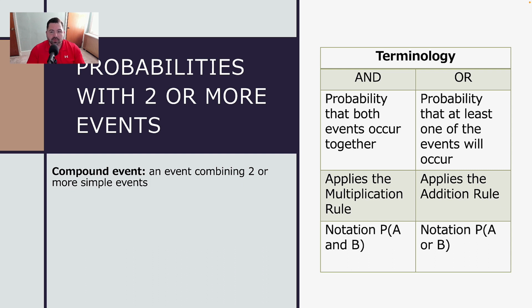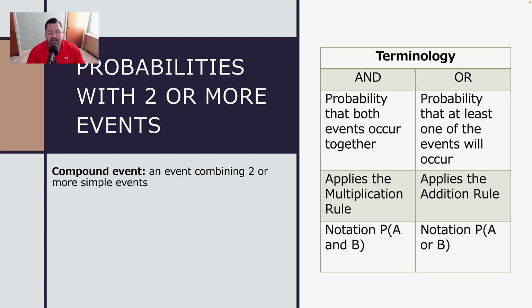So if we use the and, this is looking at the probability that both things will happen together. Whereas with the or probability, we're looking at the probability that at least one of the 2 possible events occur, right? So whenever you see the word and we're talking about a compound event, I want you to associate the word and with multiplication. And I want you to associate the word or with addition, okay?